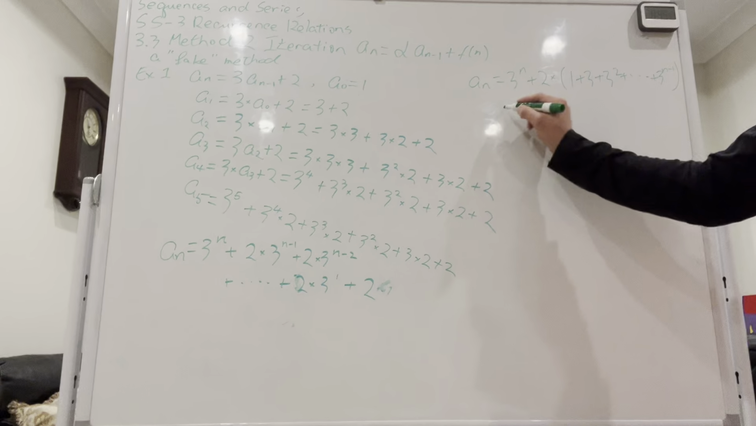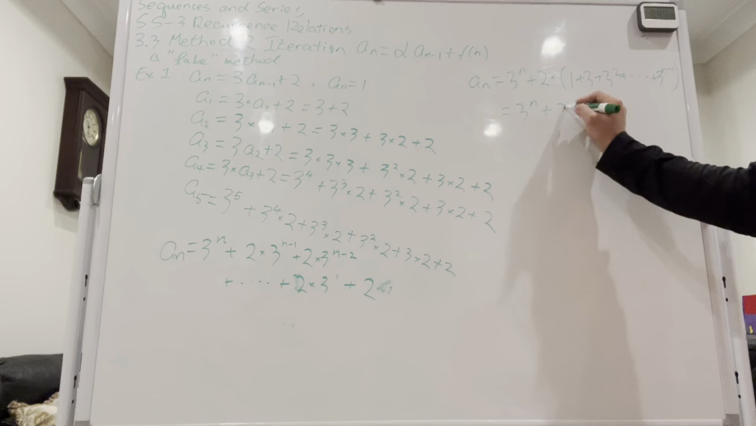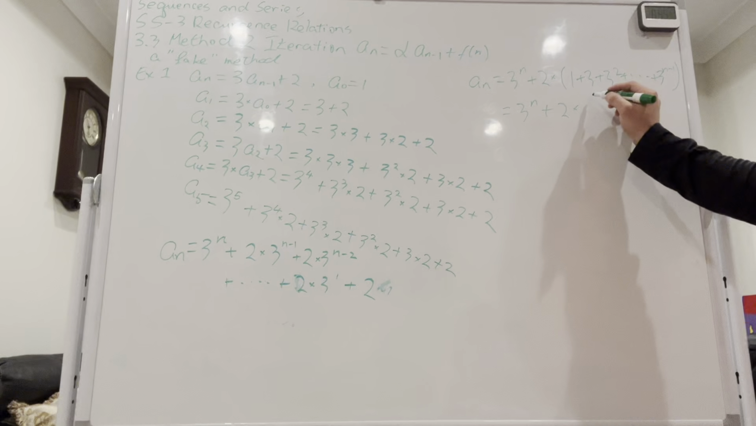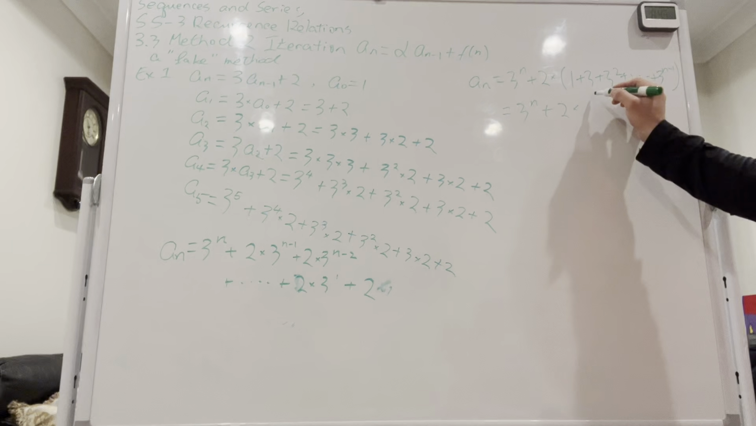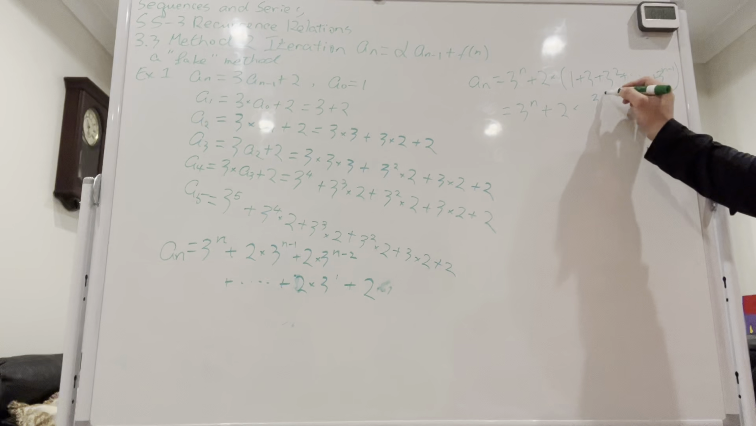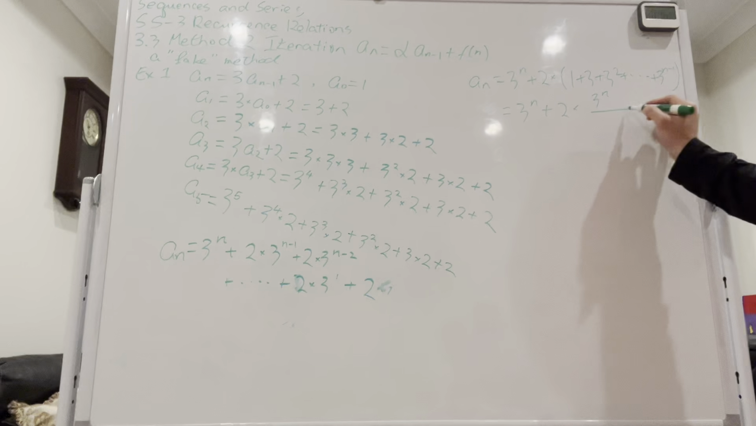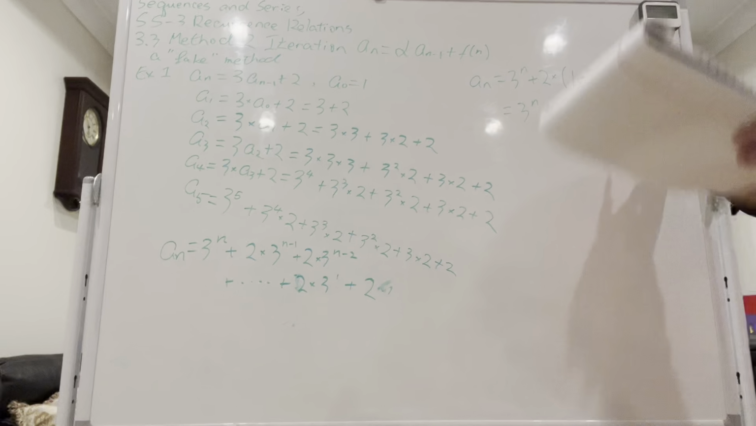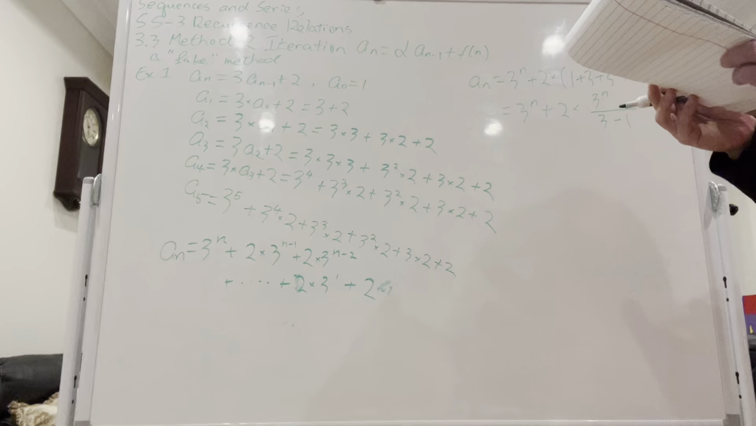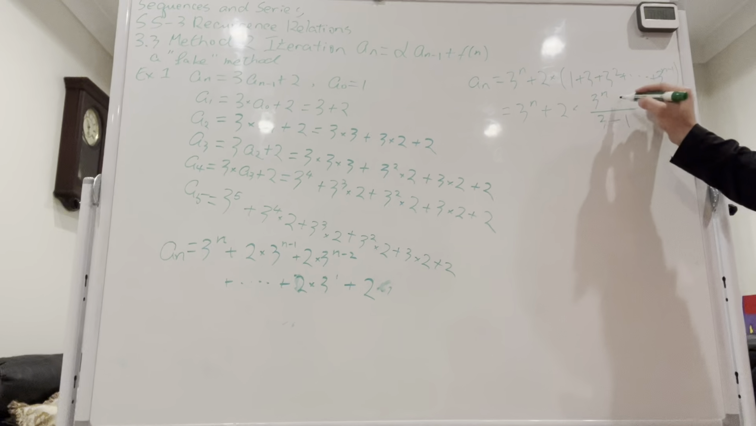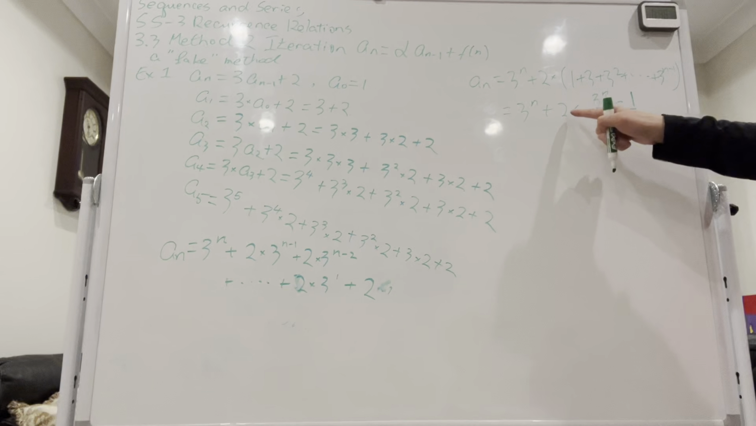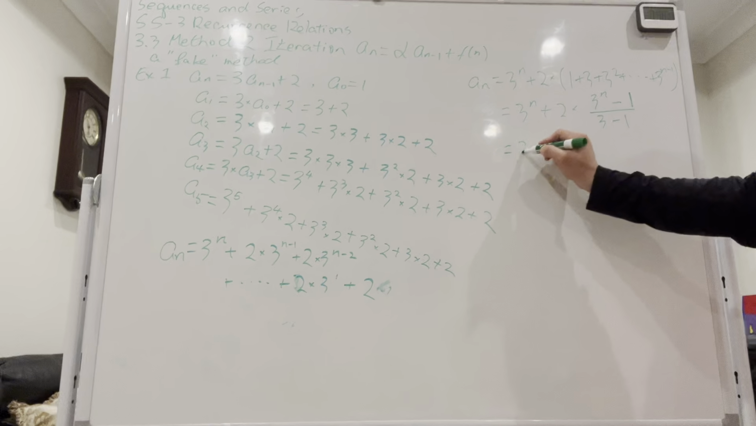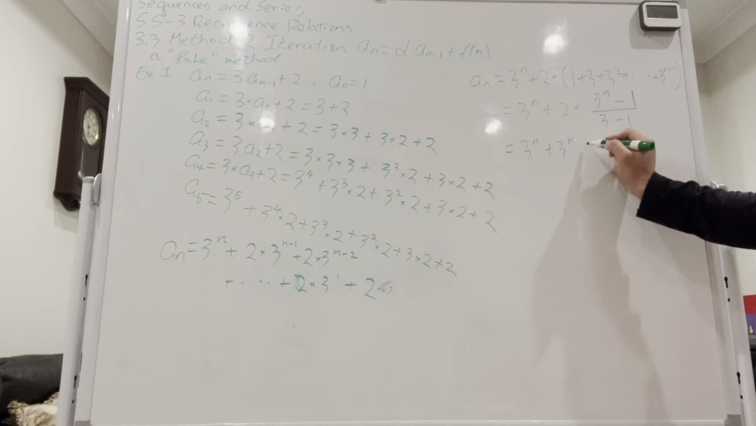Now this one is a geometric series. If you recall what the formula is, or if you do the shift, multiply, shift, and subtract, then you'll basically see that this is, I need to look at this. This is the formula. And 3 minus 1, which is 2, cancels this out. So then basically you have 3 to the power n plus 3 to the power n minus 1.